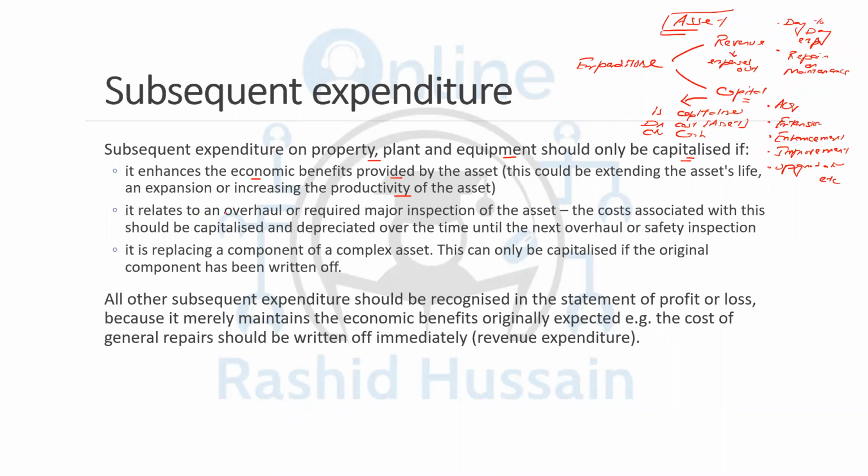Now, the second point is a very important point. It relates to an overhaul or required major inspection of the asset. The costs associated with this should be capitalized and depreciated over time until the next overhaul or safety inspection.